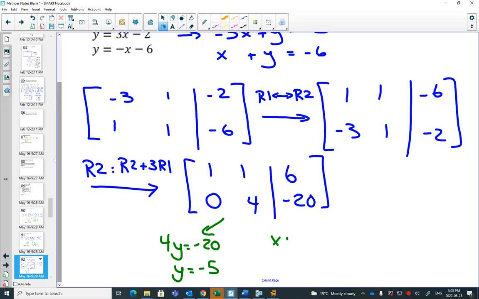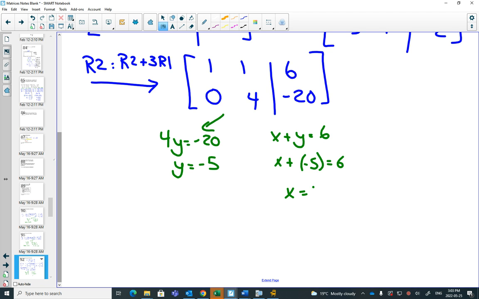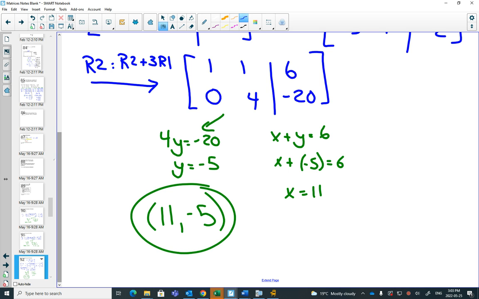And we know that x plus y equals negative 6, so x plus a negative 5 equals negative 6. And so x is equal to negative 1. And our solution is negative 1, negative 5.